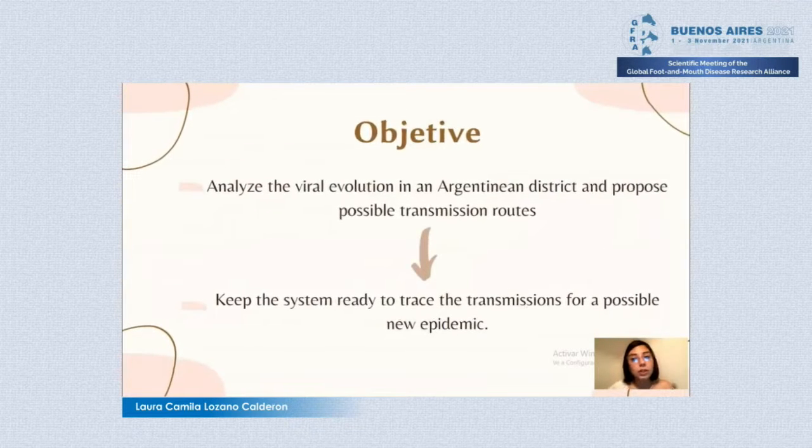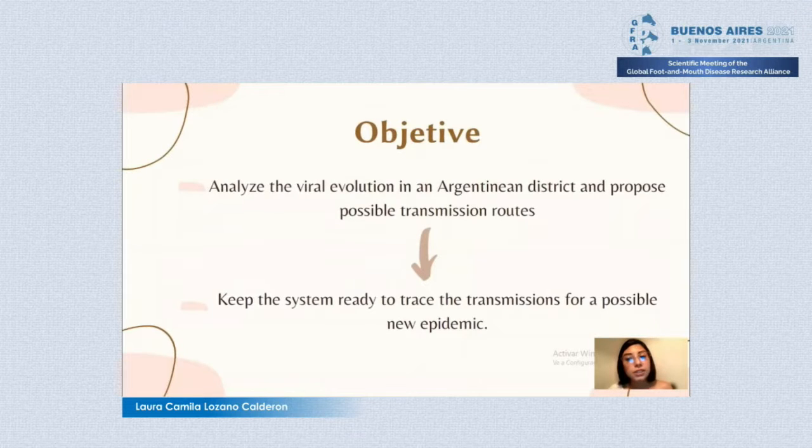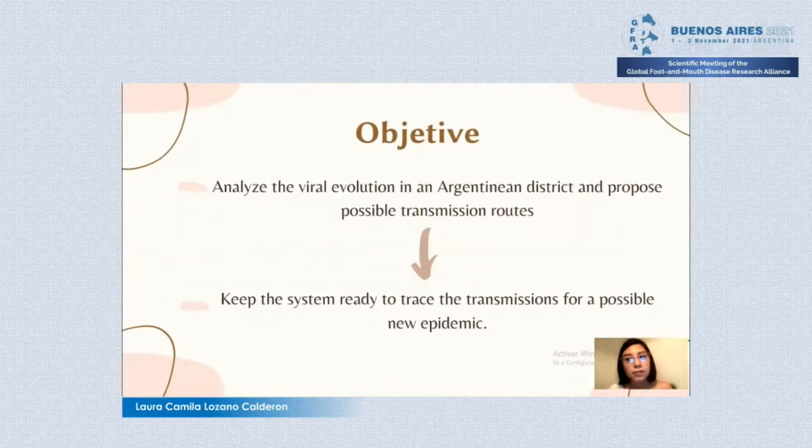Well, the specific objective of this study is to analyze the viral evolution in an Argentina district and propose possible transmission routes. But why is this important now, 20 years later? We believe it's very important to keep a system ready for a possible new epidemic, so we work on models that in the future could be adapted.